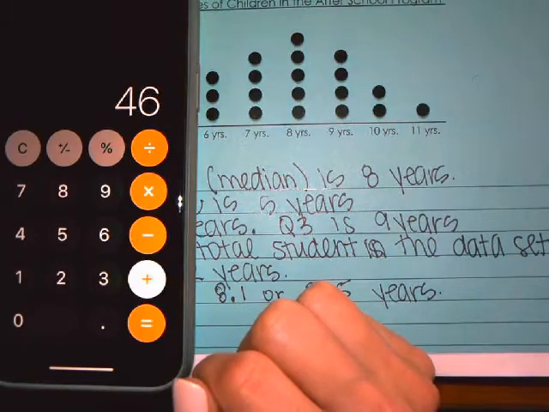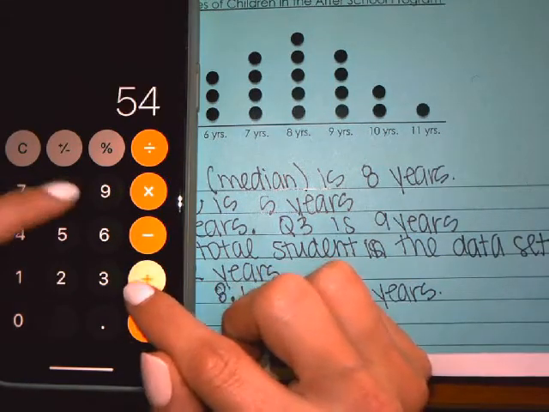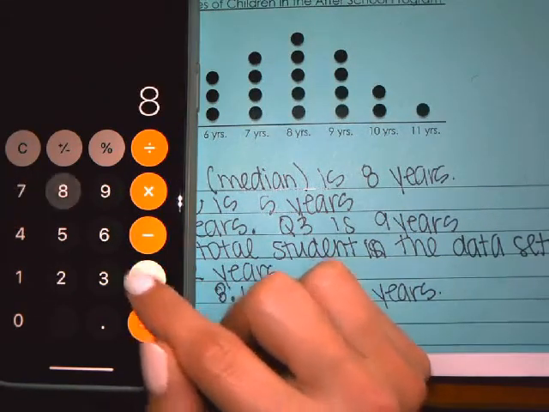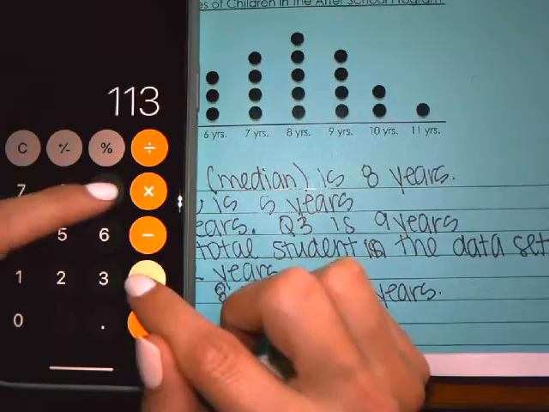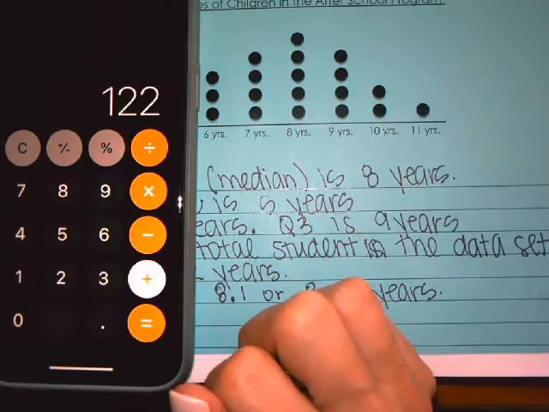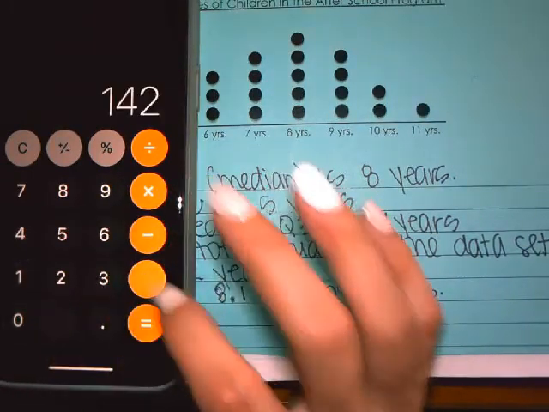How many times do we add the 8? 1, 2, 3, 4, 5. How many times do we add the 9? 1, 2, 3, 4. How many times do we add the 10? And the 11?